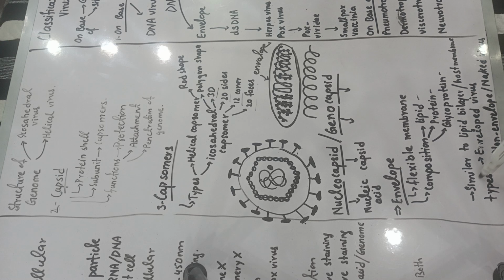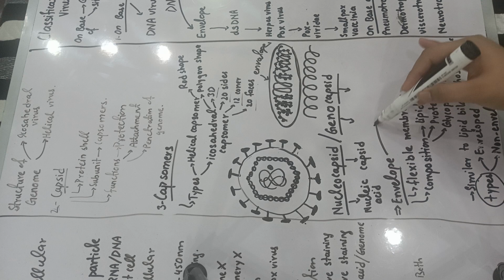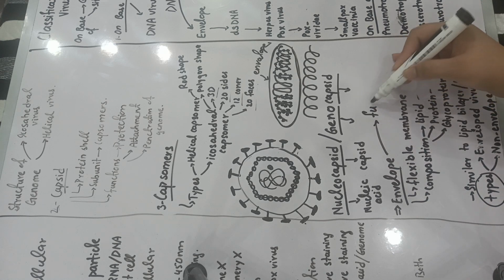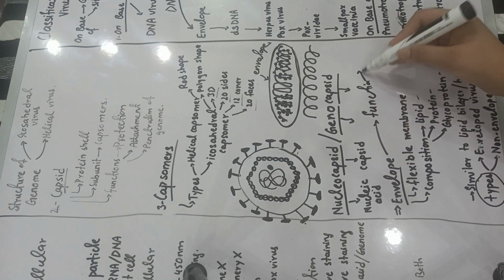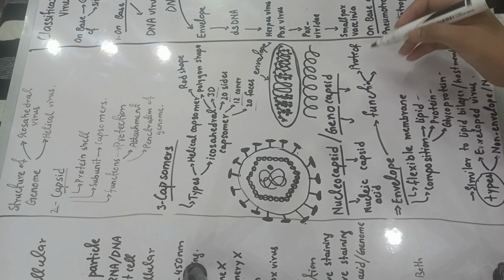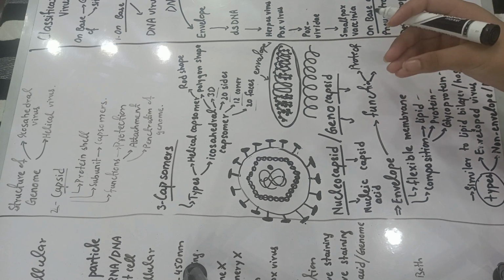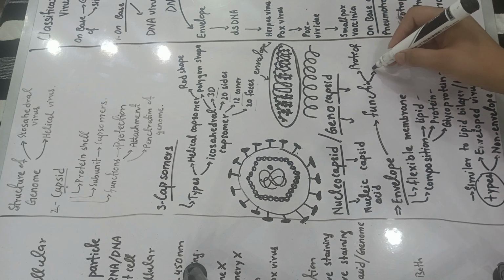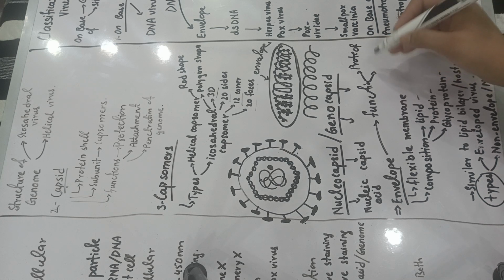There are two types of viruses on the basis of the presence of the envelope. Some are enveloped viruses having an envelope over them, and some are non-enveloped, which can also be called naked viruses. They have no envelope. What is the function of the envelope? It's very simple: it protects the virus, and second, it does not allow the host cell to detect that it is a virus. So it decreases its chances of being recognized by the host cell.